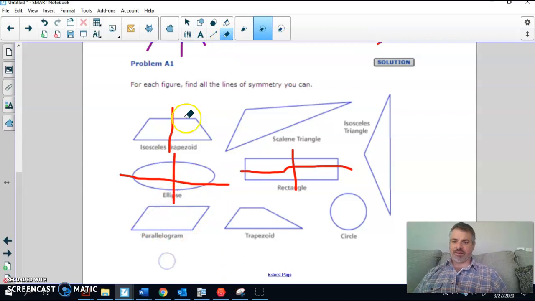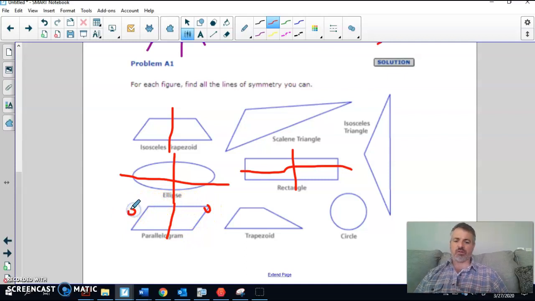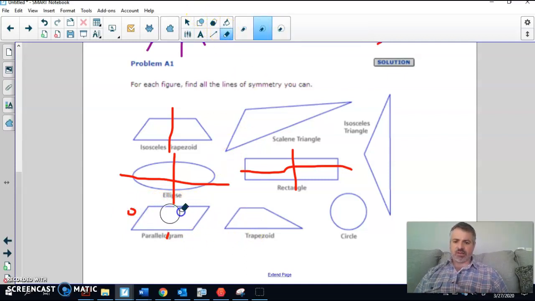Even if I tried to cut it down the middle, something like this. If I try to use this as a line of symmetry, again, this part up here, when I fold it over here, is going to end up off the figure. So there is no line of symmetry for that parallelogram because of that reason. The isosceles trapezoid got no reflectional symmetry.